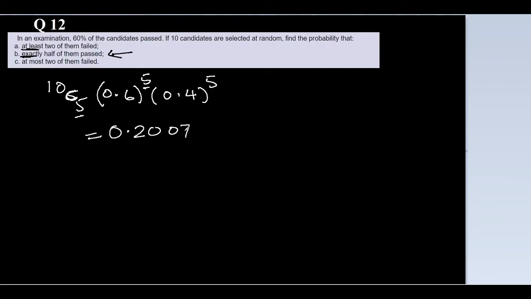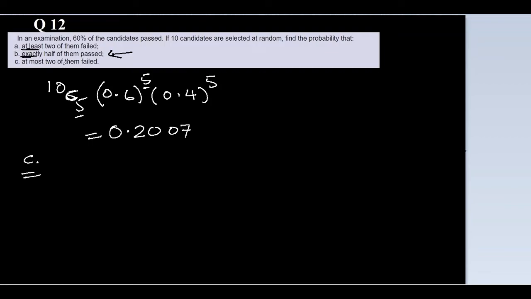10C5, and 5 matches with 5, and they said pass. Though it doesn't matter which one we write, because failing is also getting an exponent of 5. So this should not challenge. Just put this in a calculator, and the answer I'm getting is 0.2007.